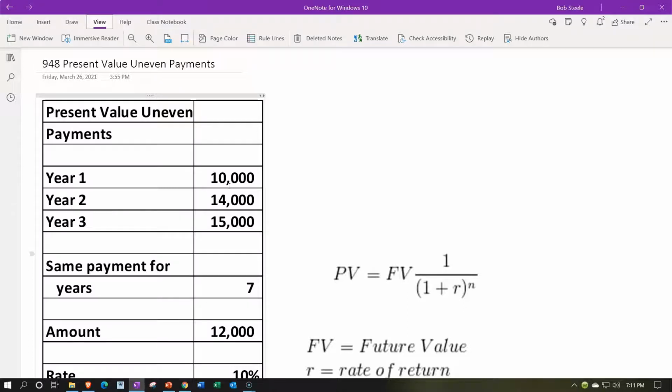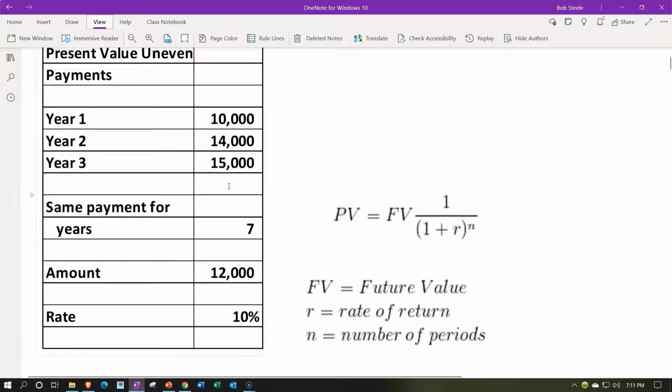What we're going to say is we have year one is going to be a $10,000 payment, year two, $14,000 payment, year three, $15,000, and then after that point, we have 7 years of basically an annuity of $12,000. Now, our goal is going to be to present value these things. So these are going to be future payments that we are imagining. We're trying to pull them back into the present value.